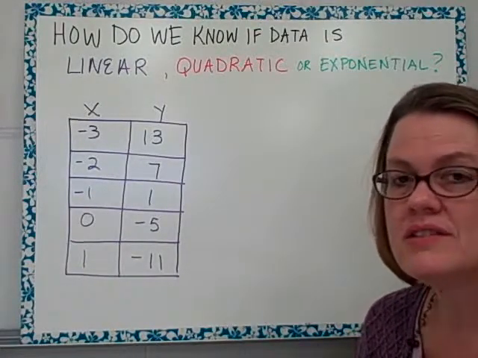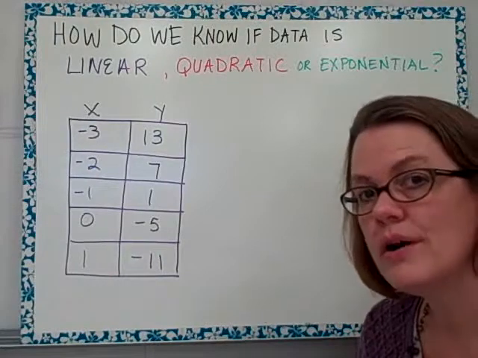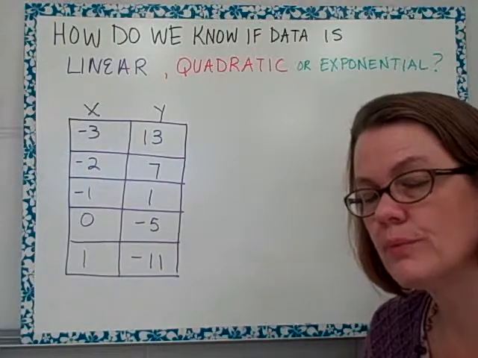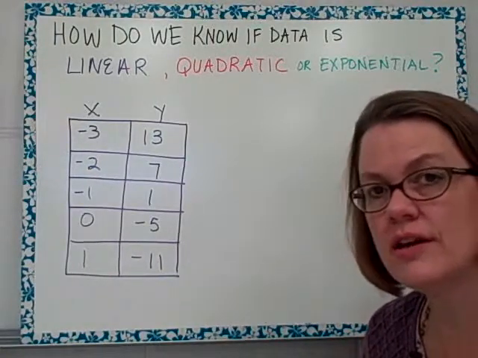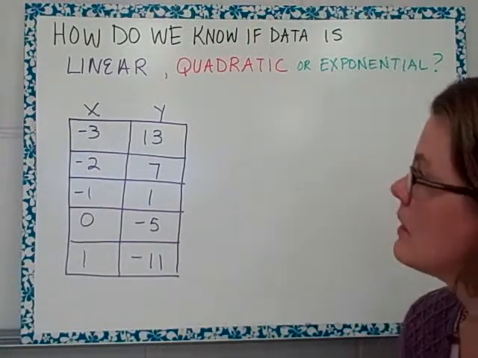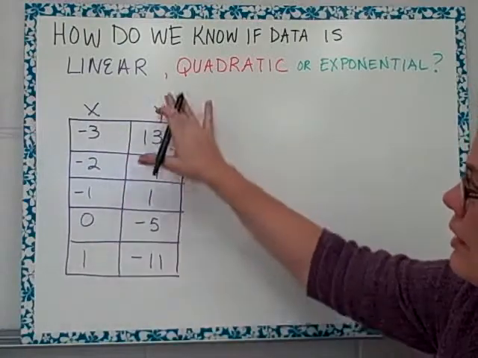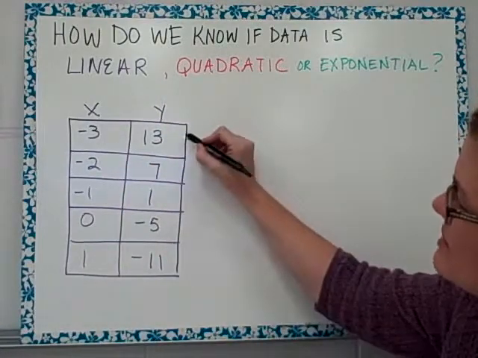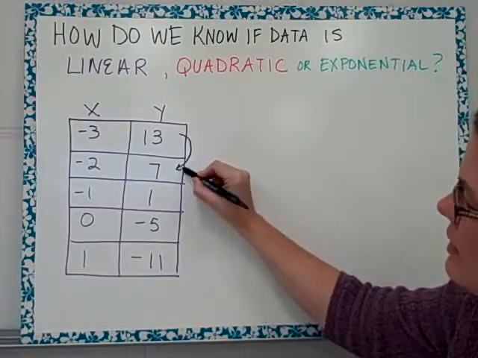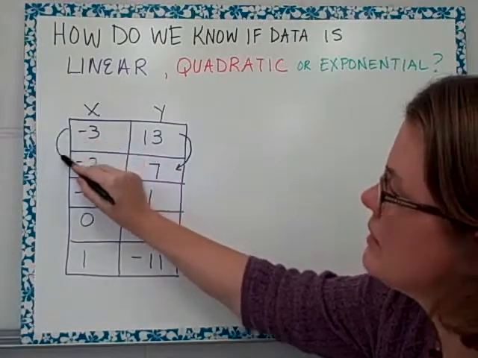How do we know if a set of data is linear, quadratic, or exponential? Well, we look at the changes that occur from point to point. So let's look at this first data set. We know what our x values are and our y values. And I ask myself, well, what happens to get from here to here and from here to here?